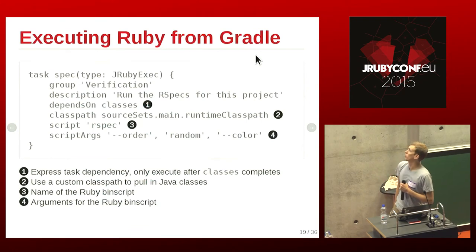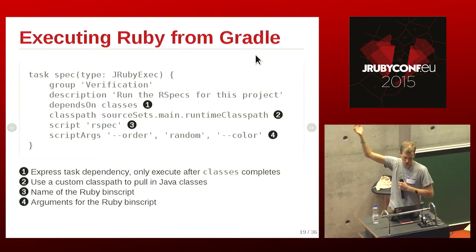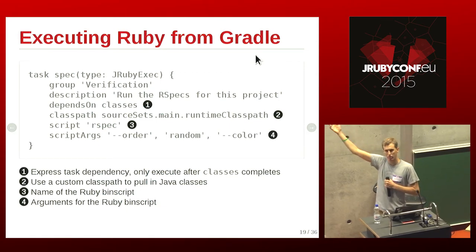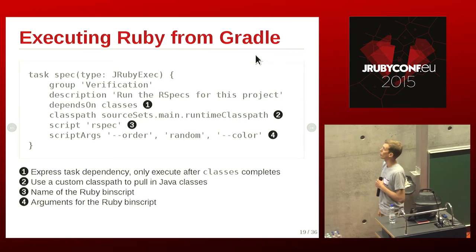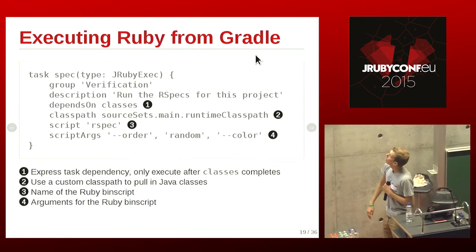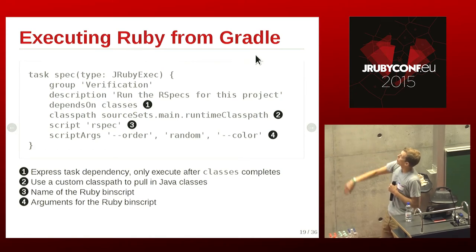Let's go back to executing some of our Ruby code. This type of task is a JRuby exec. It's using RSpec, but ideally once we get the test plugin further along, we have no need for implementing a spec task like this. Setting a group, a description, we've got a couple interesting things.